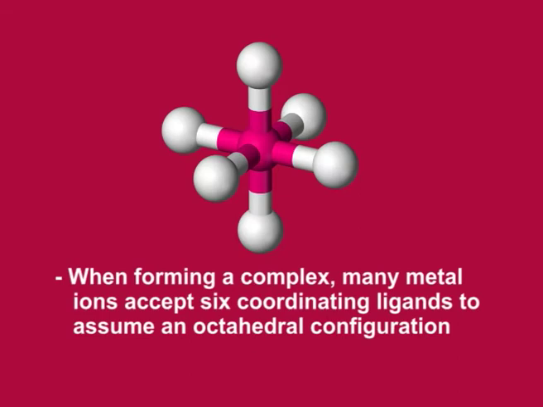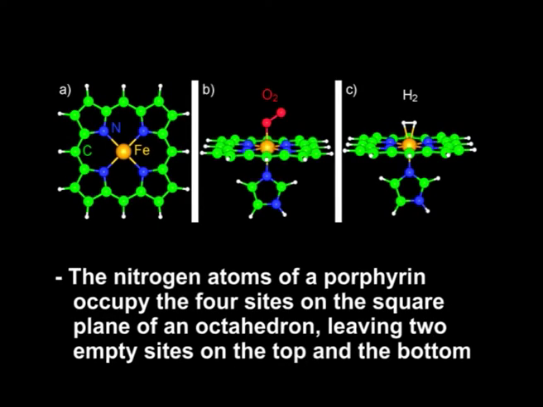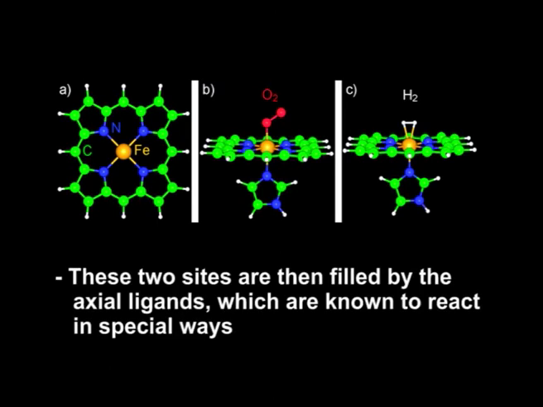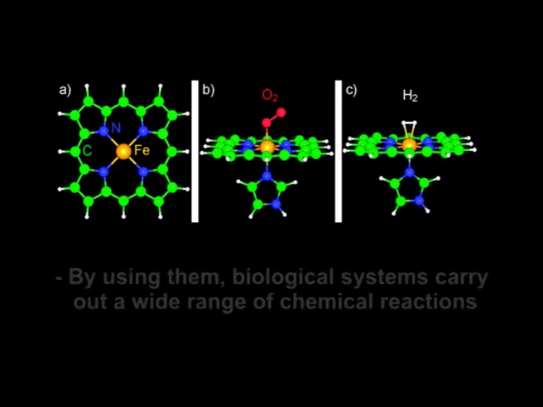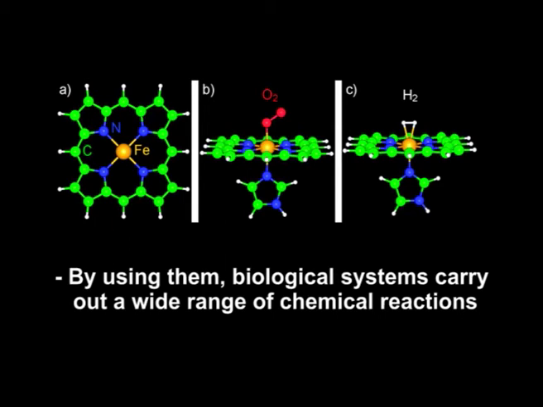When forming a complex, many metal ions accept 6 coordinating ligands to assume an octahedral configuration. The nitrogen atoms of a porphyrin occupy the 4 sides of the square plane of the octahedron, leaving 2 empty sides on the top and the bottom. These 2 sides are then filled by axial ligands, which are known to react in a special way. By using them, biological systems carry out a wide range of chemical reactions.